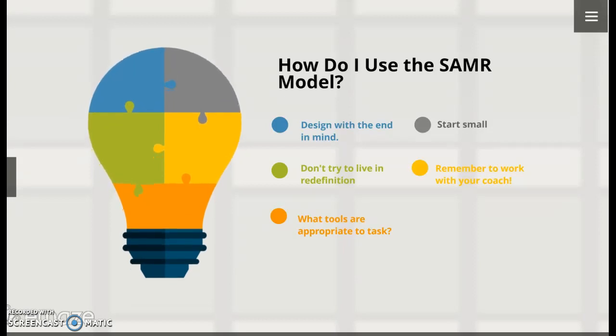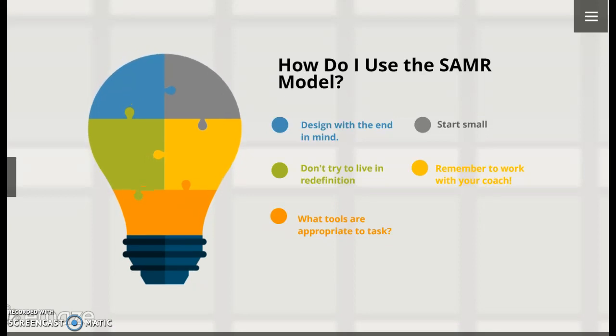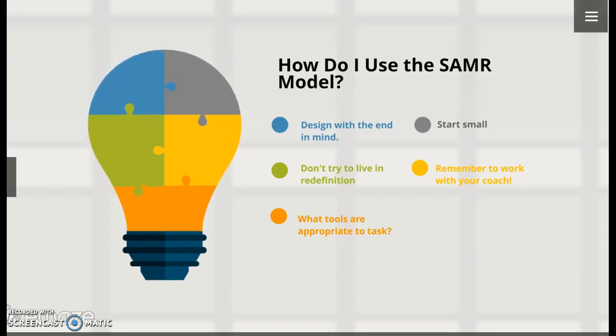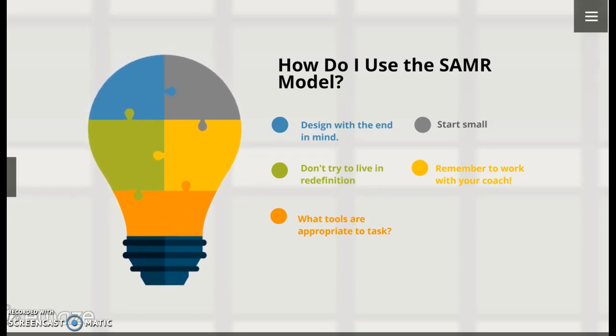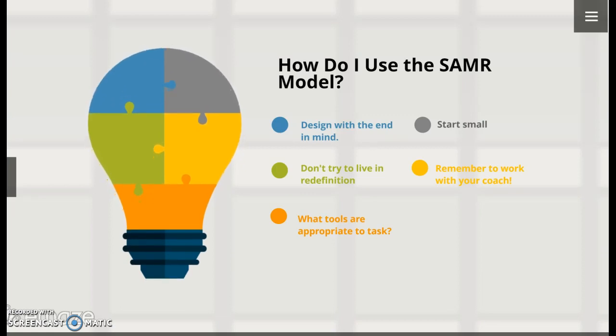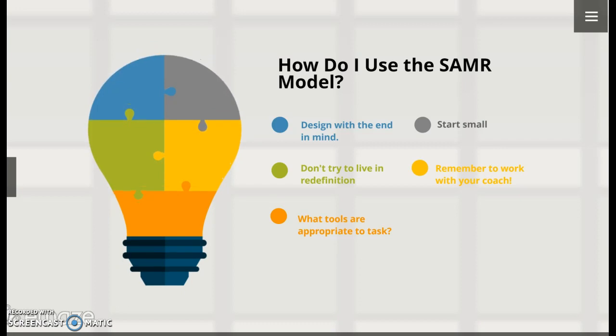One tip in doing this is definitely not trying to live in the stage of redefinition. Although it's ideal because that stage actually allows us to transform learning and instruction in the classroom, it's not realistic to expect that every digitally enhanced task that students do would be in this stage. So that kind of leads us to the point that when we're looking at the task and what we want students to know and learn, we're also considering what tools students can use that are appropriate for those tasks.